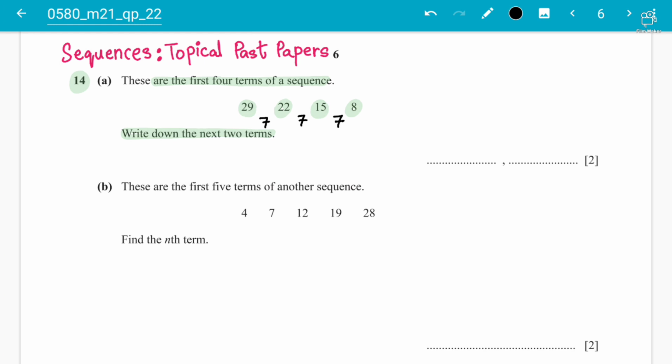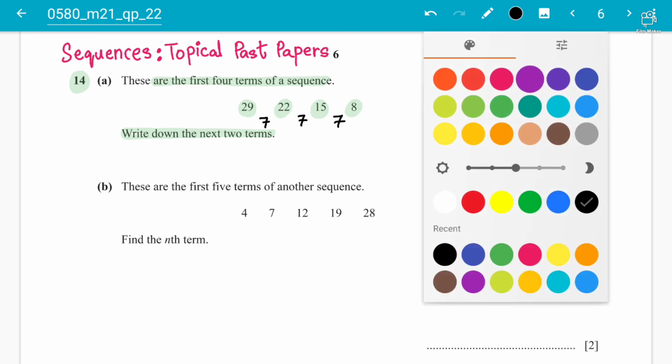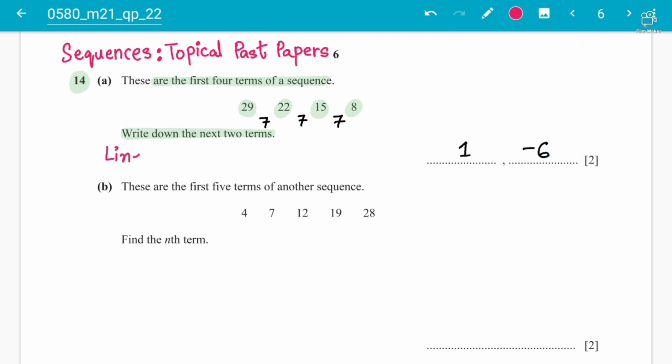Hope everyone gets this. So the next 2 terms will be 8 minus 7, that is 1, and 1 minus 7 will be -6. Okay, so these are going to be the next 2 terms because that's what they're asking. And again we can judge that this is a linear sequence because, students, we have a common difference.